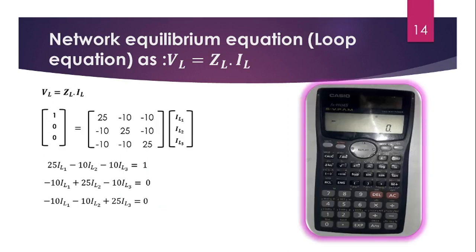So we got the loop current equations: 25 IL1 minus 10 IL2 minus 10 IL3 equals 1; minus 10 IL1 plus 25 IL2 minus 10 IL3 equals 0; minus 10 IL1 minus 10 IL2 plus 25 IL3 equals 1. From these three equations we have three unknowns IL1, IL2, IL3. How can we solve these three unknown equations using a calculator? Let's see.